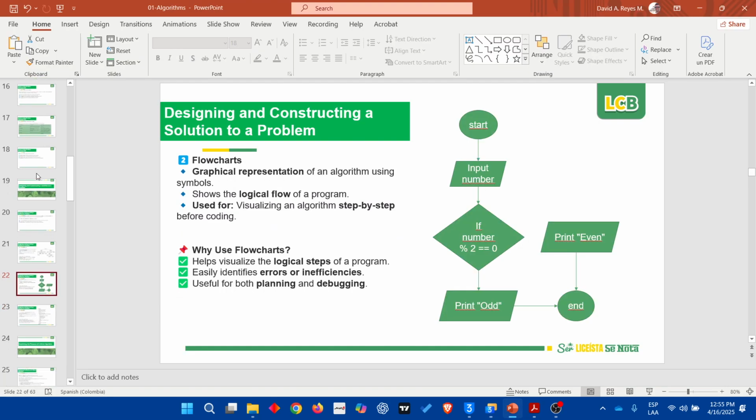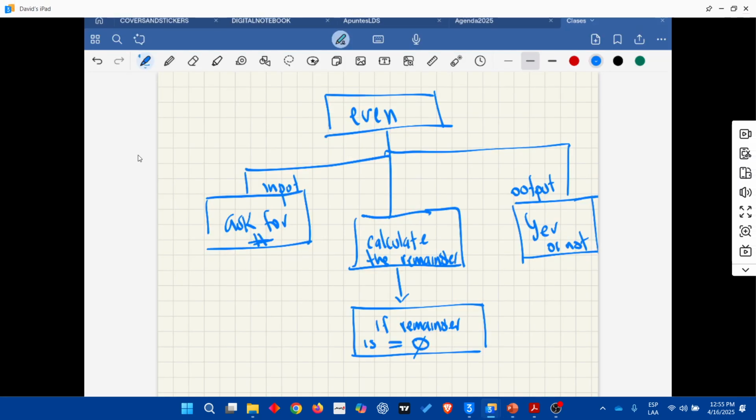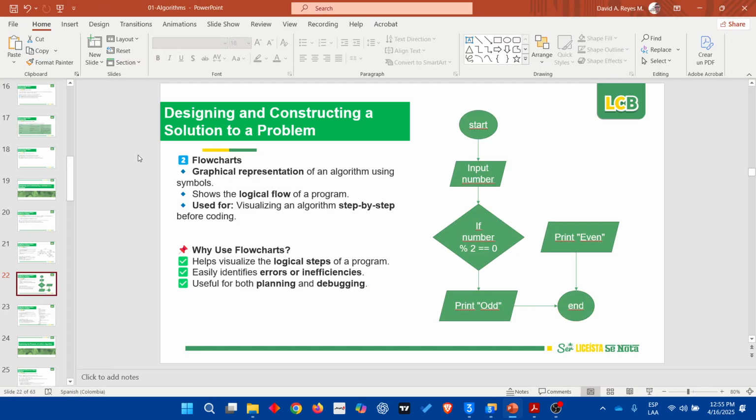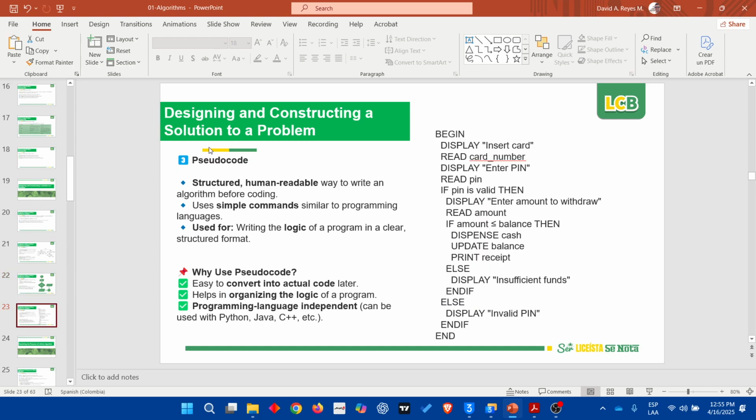Let's continue. Now, when you have this, you are going to create a flowchart, that is a graphical representation of an algorithm using symbols. If you notice here, this flowchart represents the calculation of whether a number is even or not. Okay. Next one is pseudocode. That is a structured, human-readable way to write an algorithm before coding.